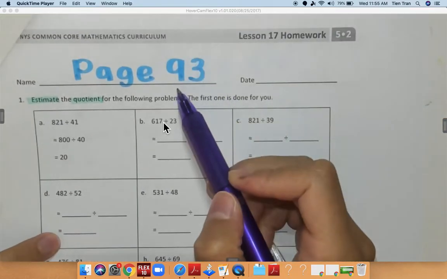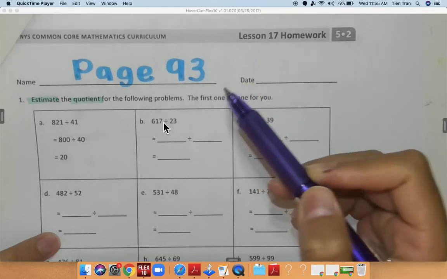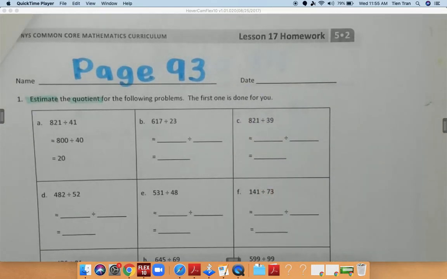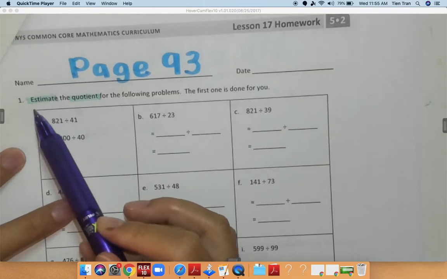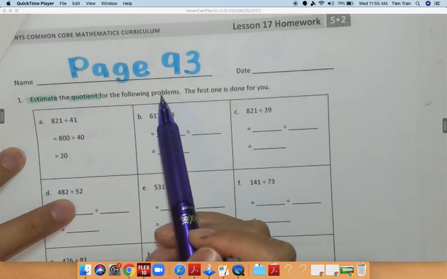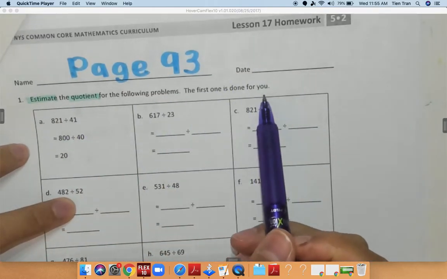We are on page 93, lesson 17 homework. Make sure you are turning to the correct page. For the first question here, it states estimate the quotient for the following problems. The first one is done for you.